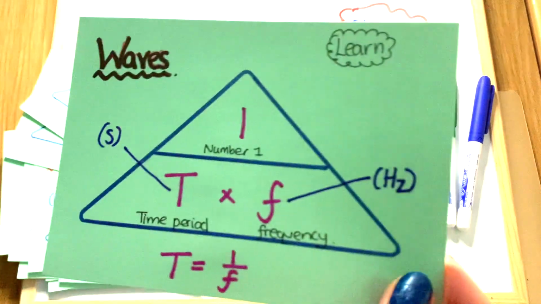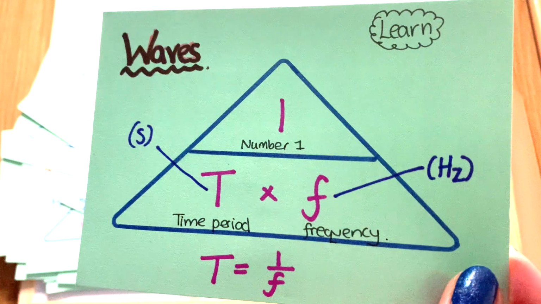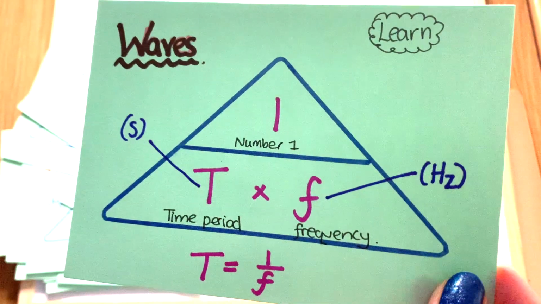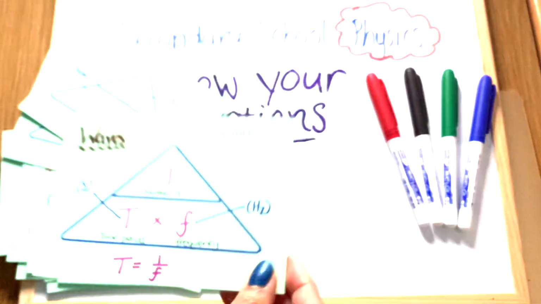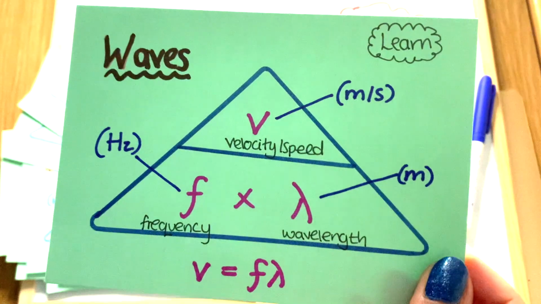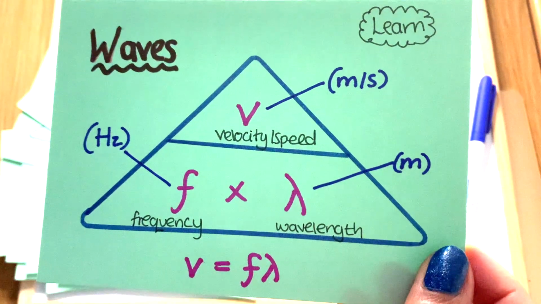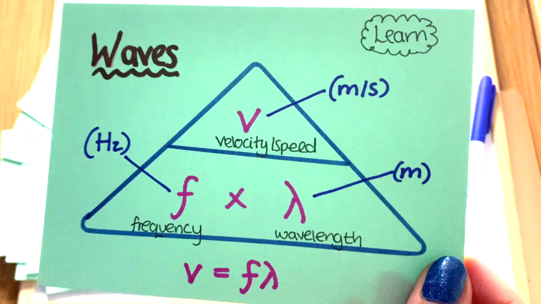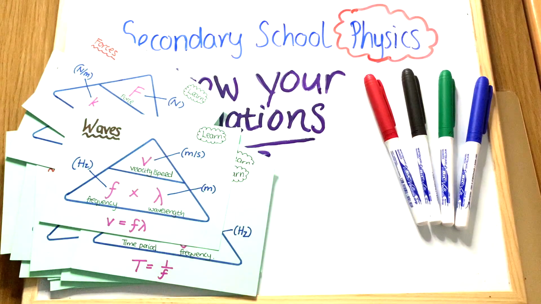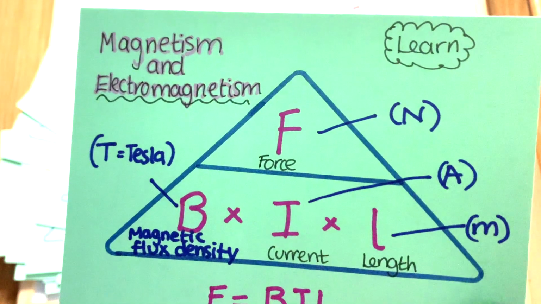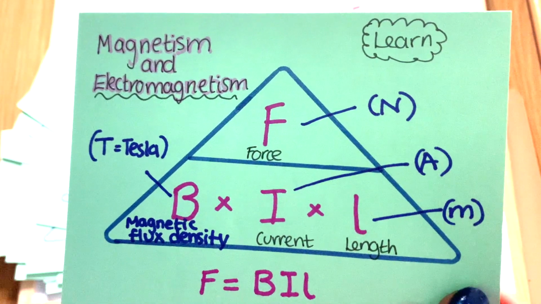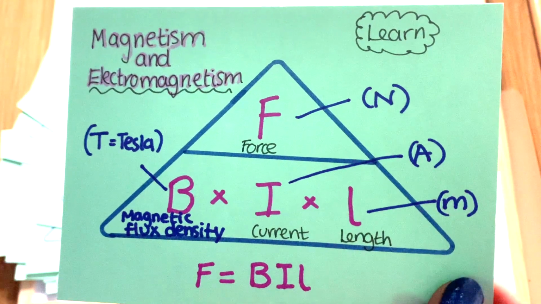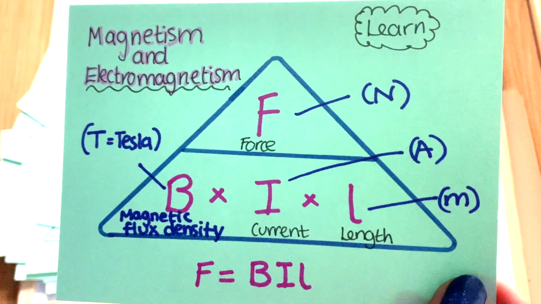The next topic is waves, and the time period for a wave is 1 divided by its frequency, and the velocity is the frequency times the wavelength. And the last topic is magnetism or electromagnetism, and the force is the magnetic flux density times the current times the length.